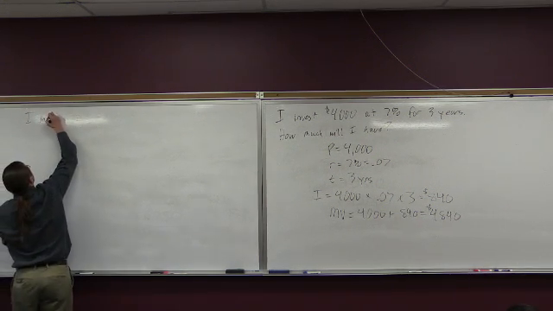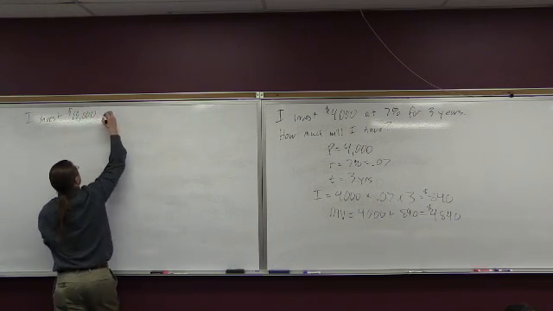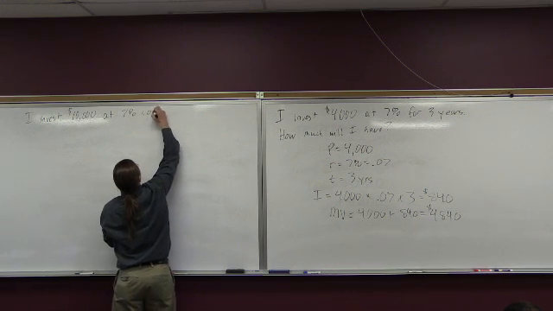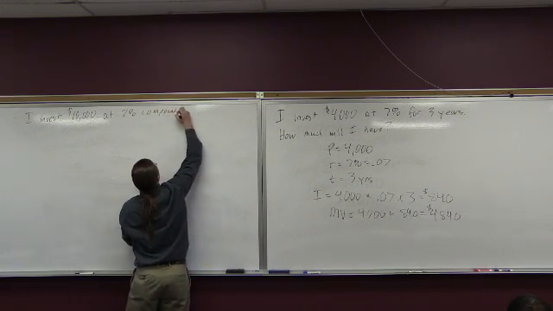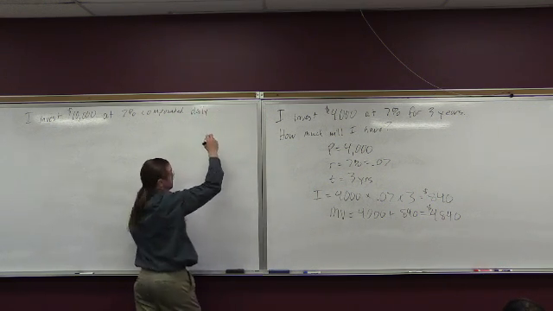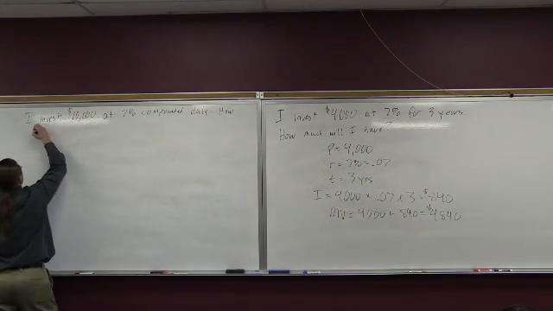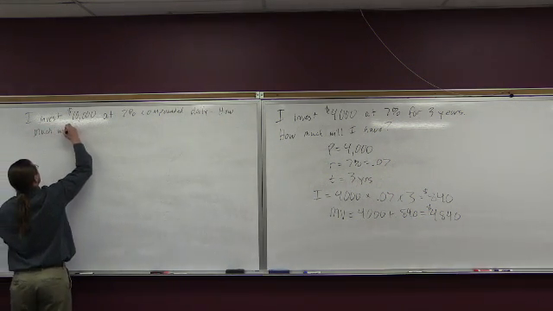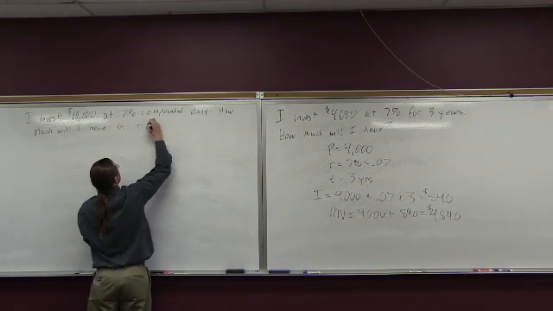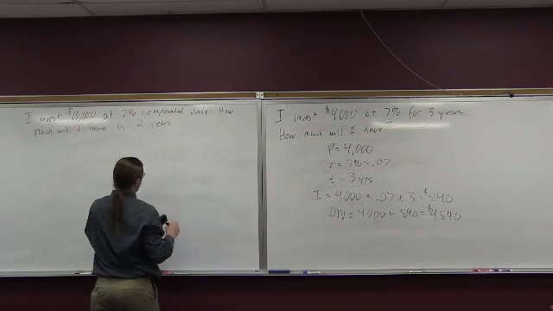I invest, let's go back to a nice easy number, $10,000 at 7%, but this time let's say it's compounded daily. How much will I have in, say, 2 years? Oh no, let's actually do 2 years, that's fine.